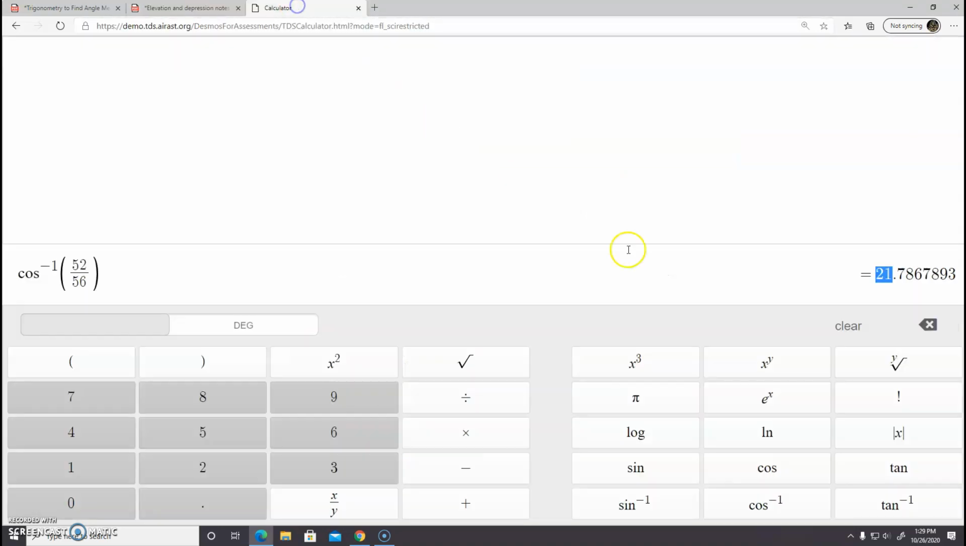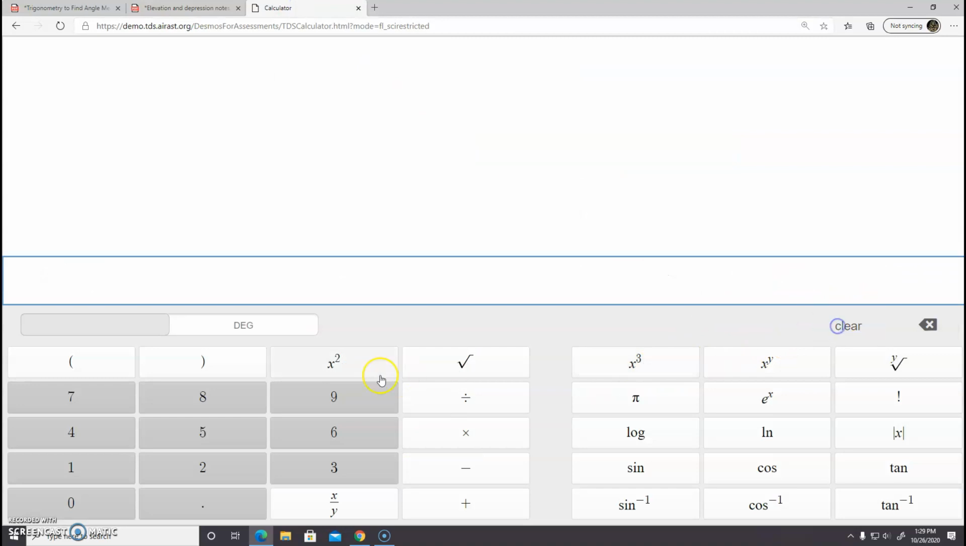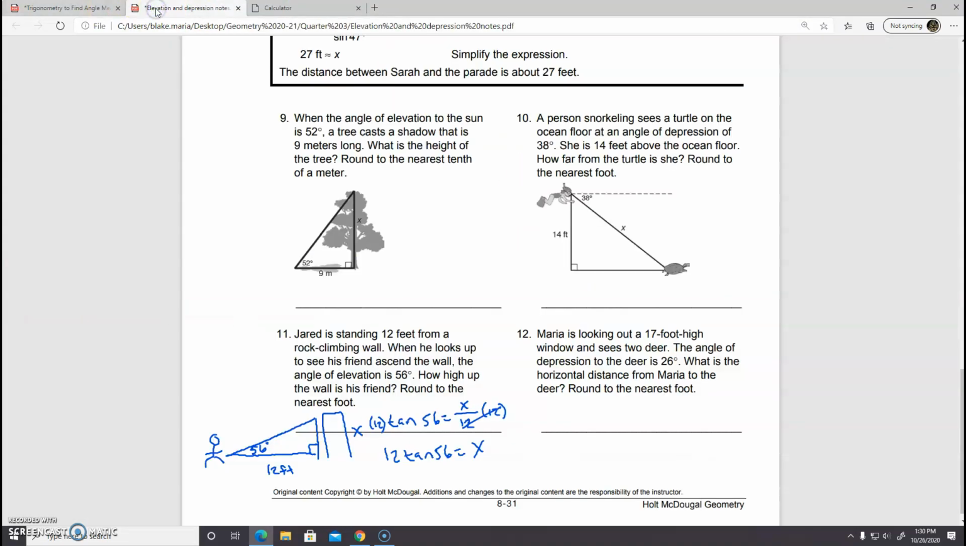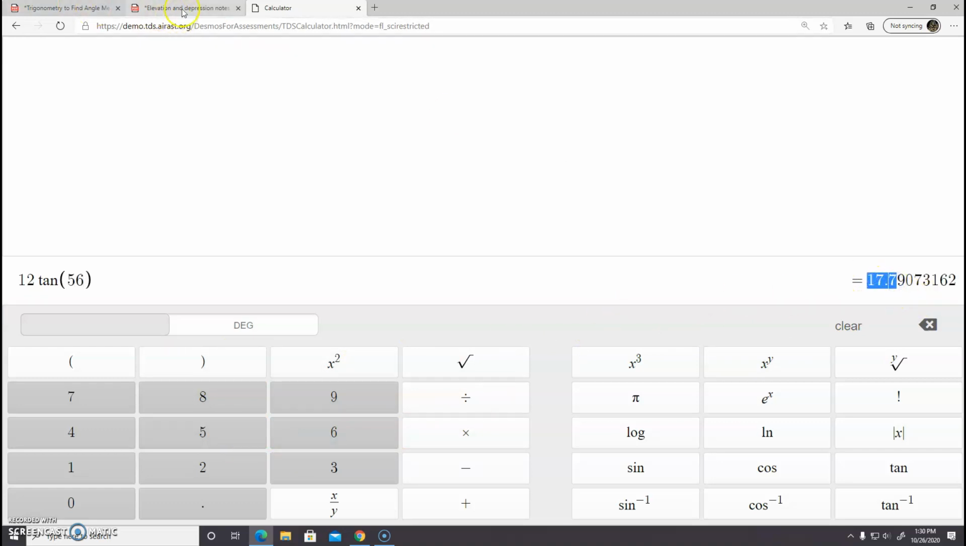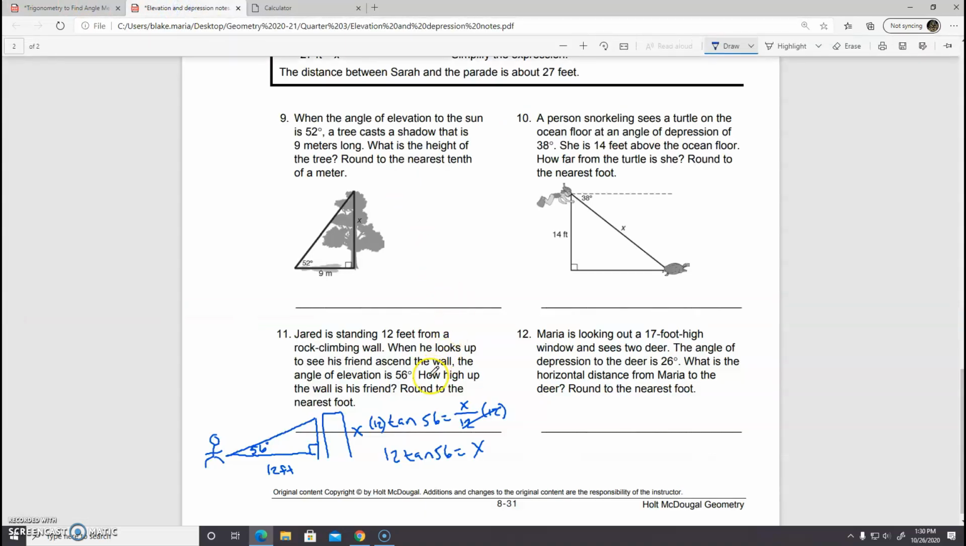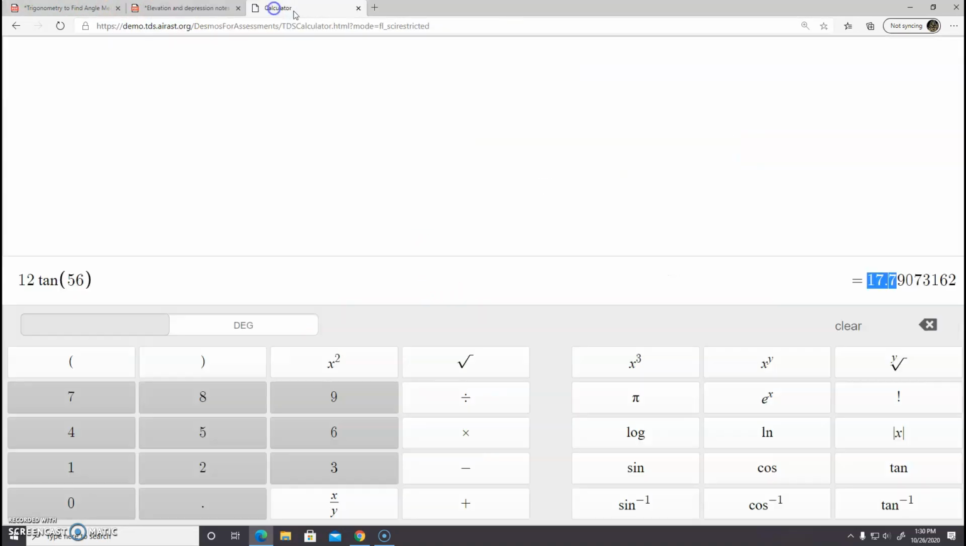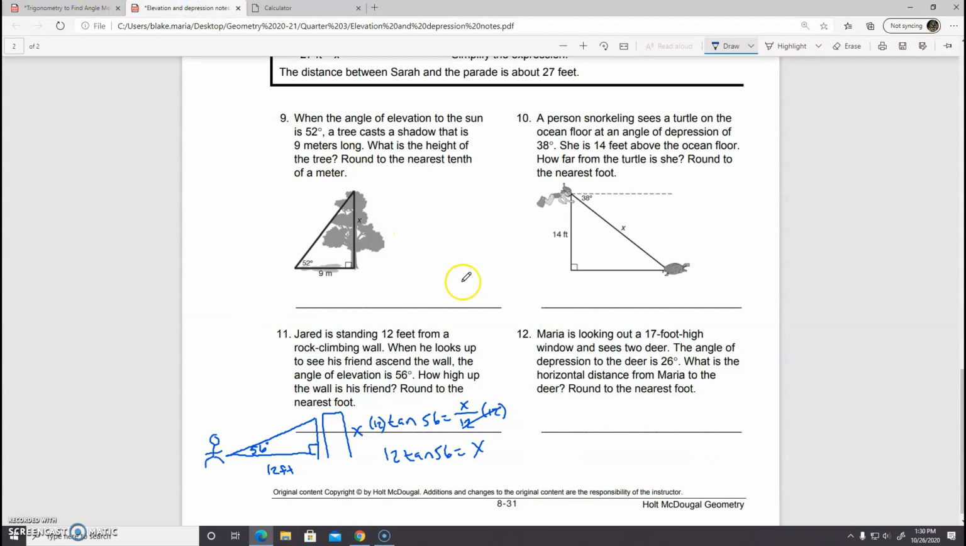So you would type in 12, tangent of 56. And we get 17.8, round to the nearest foot. So we're at 17. 7 tells me to round it up to 18. So 18 feet.